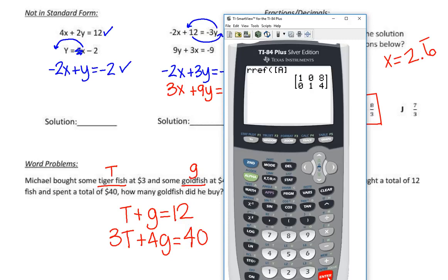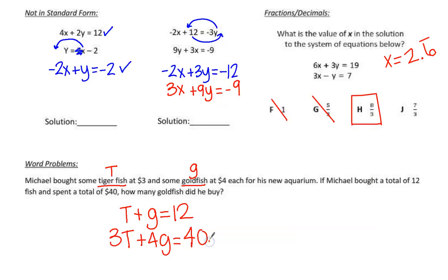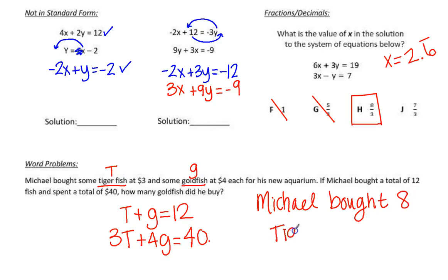And I get 8 and 4. Okay, 8 and 4. So how am I going to write this? That 8 represents what? Is that tigerfish or goldfish? Since the T was first, it's tigerfish. That means he bought 8 tigerfish and 4 goldfish. So, what's his name, Michael? Michael bought 8 tigerfish and 4 goldfish.